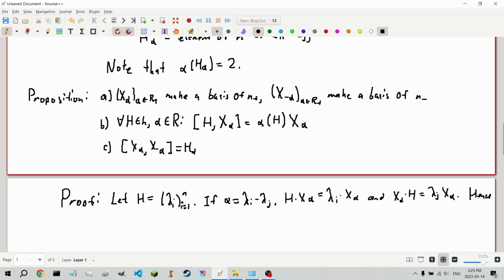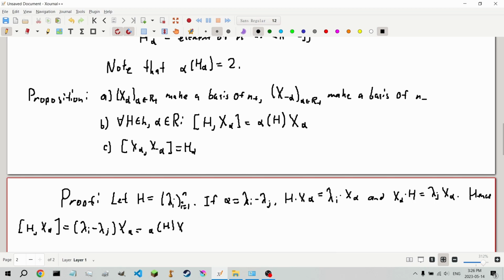Hence, the bracket of h and x_alpha is h x_alpha minus x_alpha h. We can factor out these lambda terms to get lambda_i minus lambda_j times x_alpha, which is just alpha of h times x_alpha. And we get similar for C.